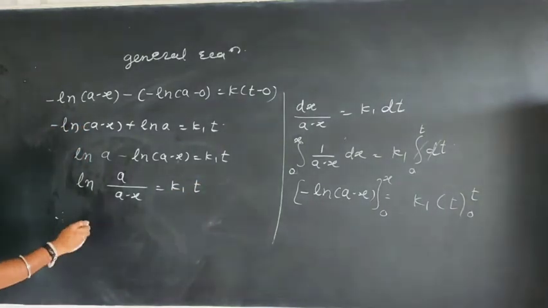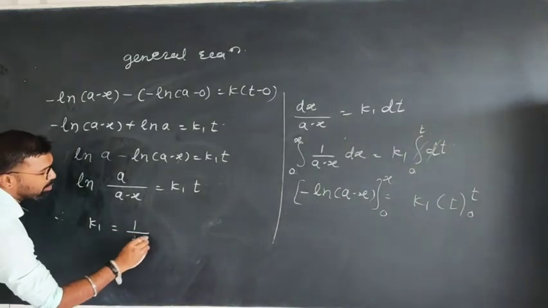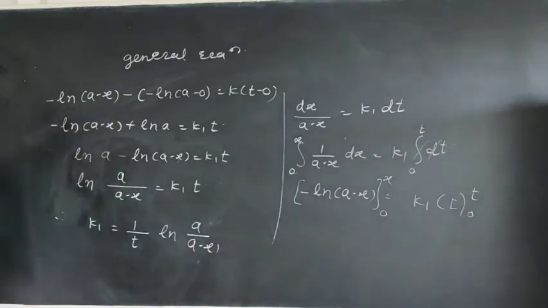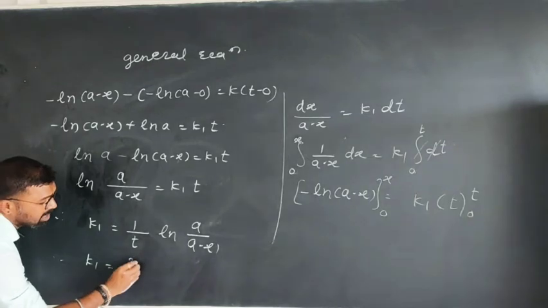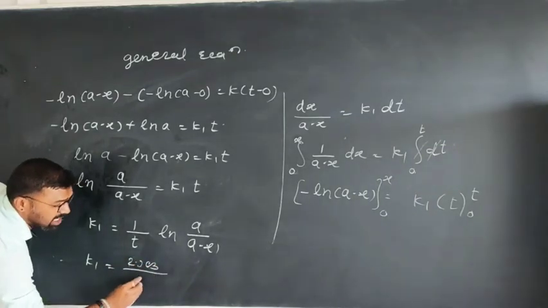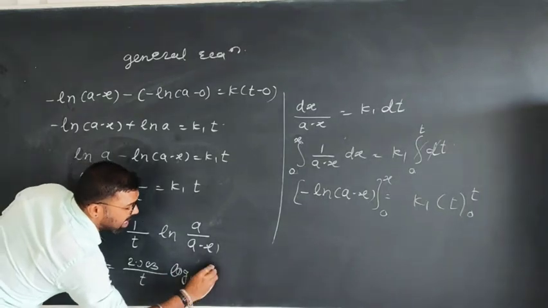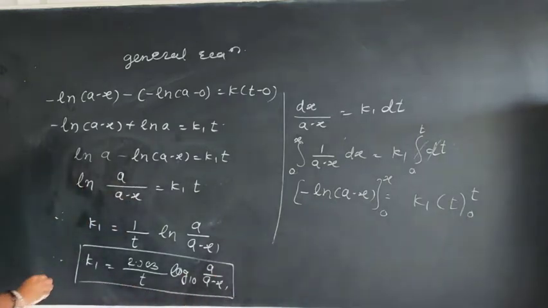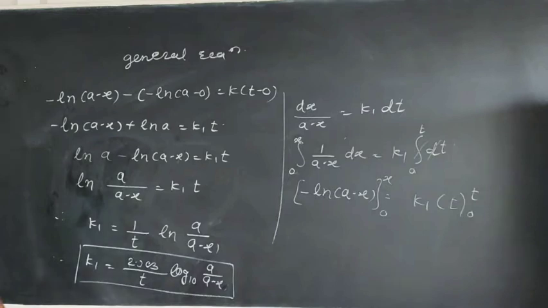Suppose I want to write the equation in terms of k1: k1 is equal to 1 upon t ln of A upon A minus x. Suppose you want to nullify the ln, then multiply by 2.303 upon t, logarithm to the base 10 of A upon A minus x. This is the rate constant for the first order reaction.